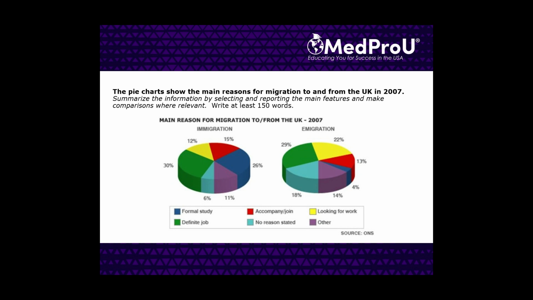Okay, great job on that. Stephen, the pie charts illustrate major reasons for double going. Double going, you can still improve that term. Double going in and out of the UK. Okay.